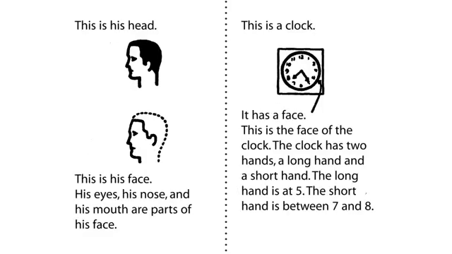This is his head. This is his face. His eyes, his nose, and his mouth are parts of his face. This is a clock. It has a face. This is the face of the clock. The clock has 2 hands, a long hand and a short hand. The long hand is at 5. The short hand is between 7 and 8.